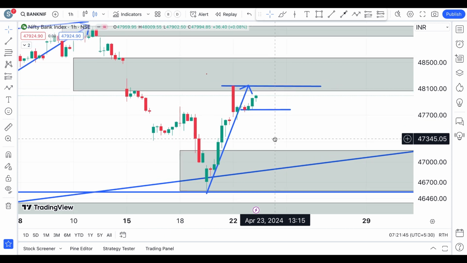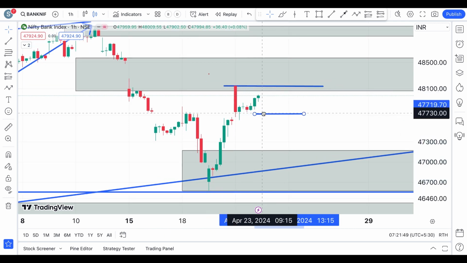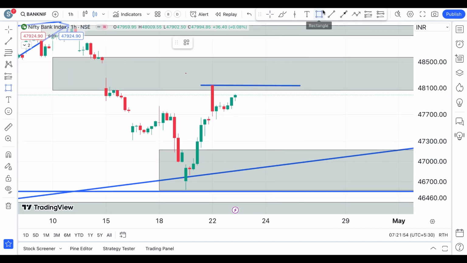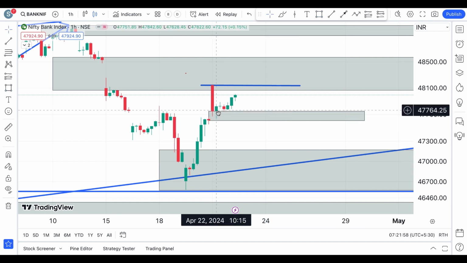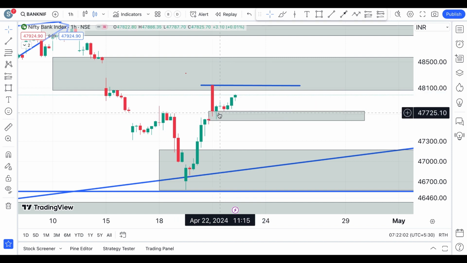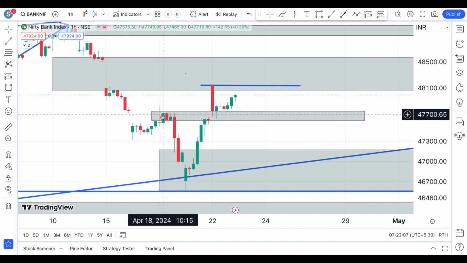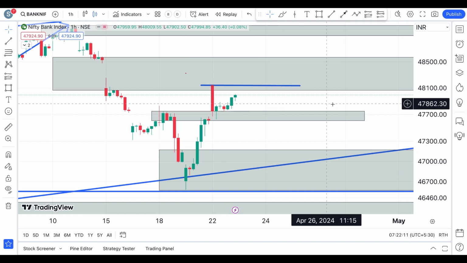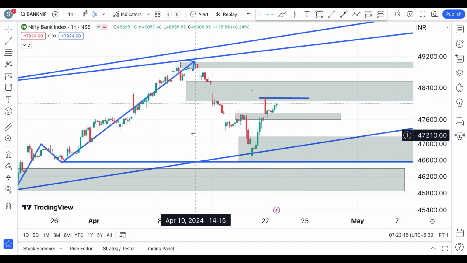And here, let me just remove this, and here if you notice, this entire level is also very important, because from there it's a hammer, and also from there we have seen momentum. This level is holding up pretty well, and it is also because previously we have seen that level acting as a resistance, and now it's acting as a support. So that's it about the Bank Nifty on the 1-hour chart.